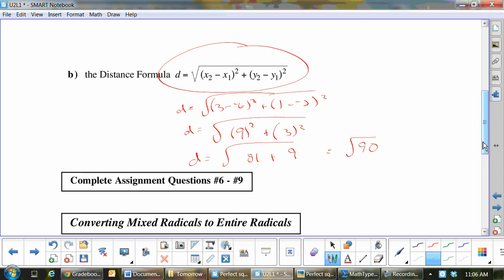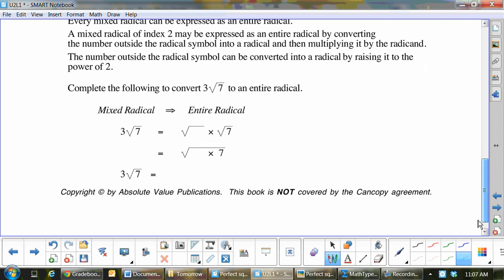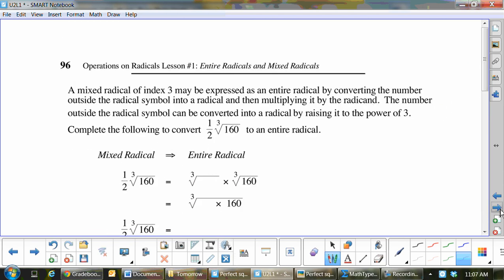Is there a perfect square in 90? There it is. Yep. And the winner is 9. 9 times 10. Now the 9 comes out of the house to become 3, so 3 root 10. Okay? Now, this should be review. Now, let's talk about going to entire radicals.